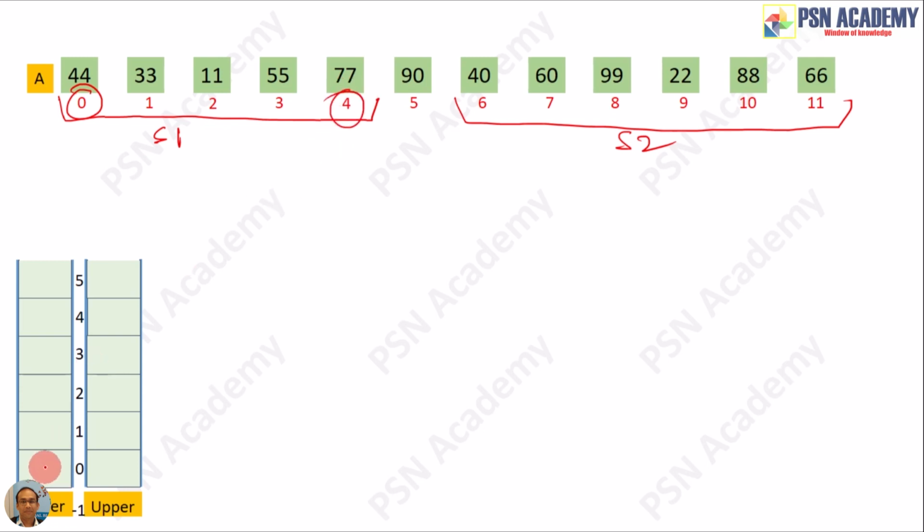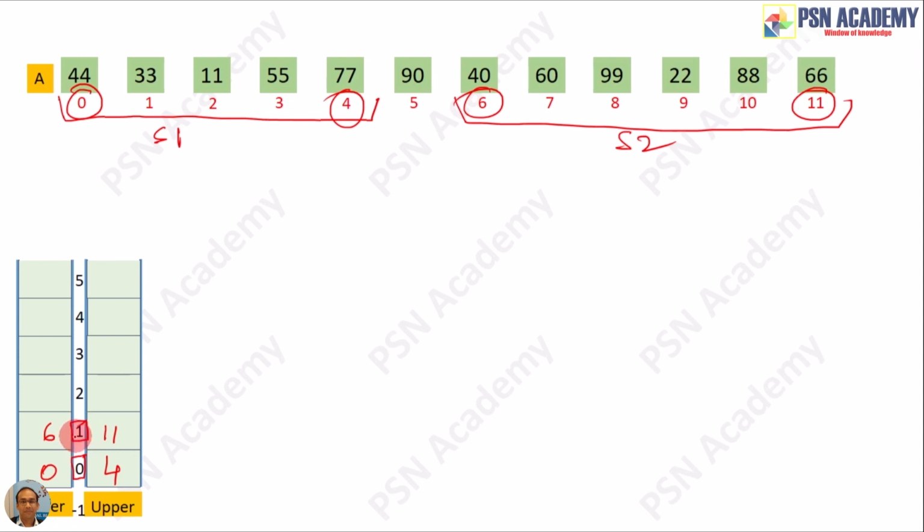So you can write here 0 and 4. So the 0th index of this lower stack and the upper stack is determining the range of a sublist. Similarly, the sublist 2 starts from here at 6 and ends over here at 11. So you write the lower index as 6 and the upper index as 11. And both of them should be in the same index.